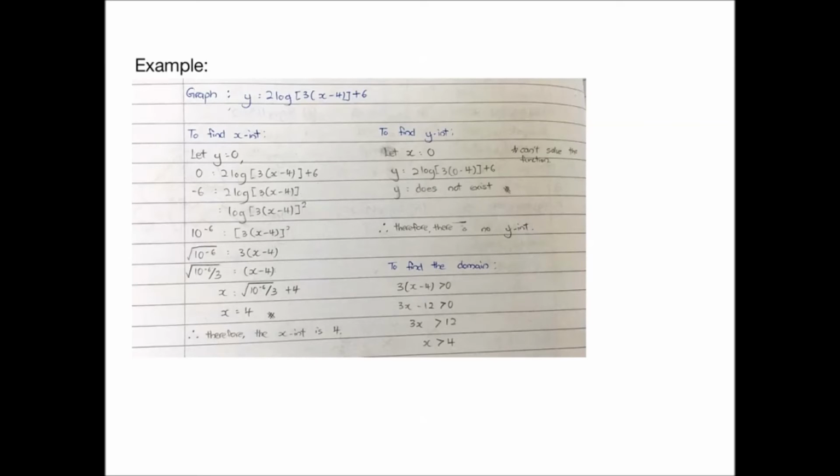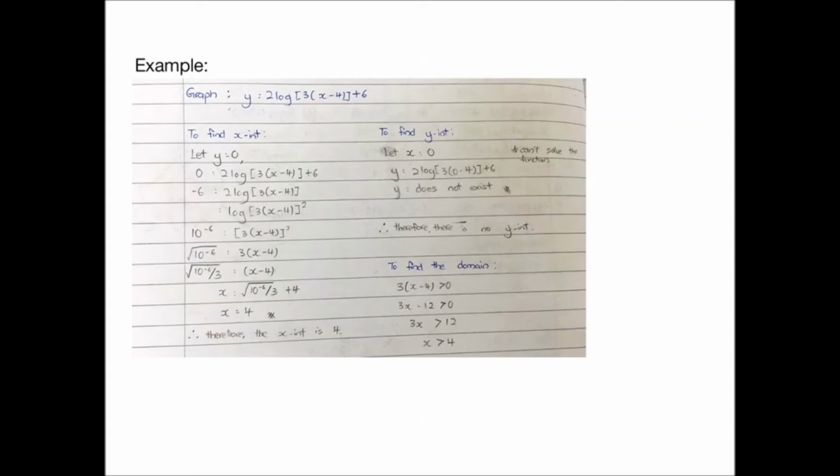After squaring, we have to use the equivalence law, which is the log base 10 will move to the other side, which will be 10 to the power of negative 6 equals to bracket 3 bracket x minus 4 close bracket square. After that, we can use square root on both sides to cancel out the square on the right side. And then the left side will be square root 10 to the power of negative 6. After doing that, we have to move the 3 over, which will be square root 10 to the power of negative 6 over 3 equals to x minus 4.